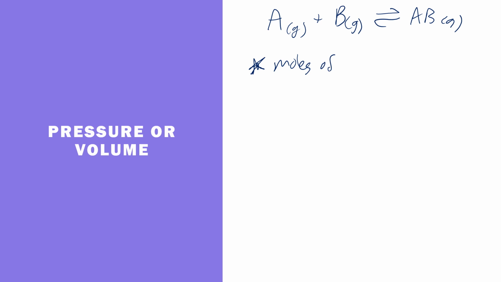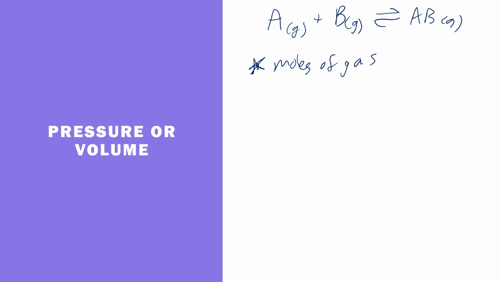Okay, so our second stressor has to do specifically with gases. And this one I'm going to use kind of a fake reaction here. Let's say I have A plus B yields AB, and let's say they're all gases. When you're dealing with pressure or volume of gases, you need to look at how many moles of gas there are and on which side. So moles of gas is the important thing.